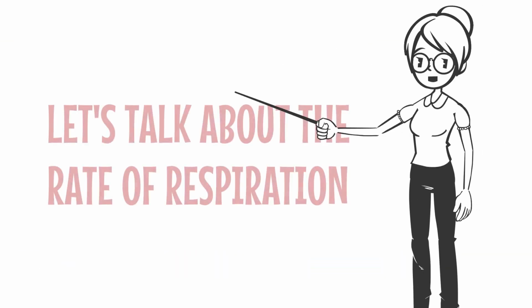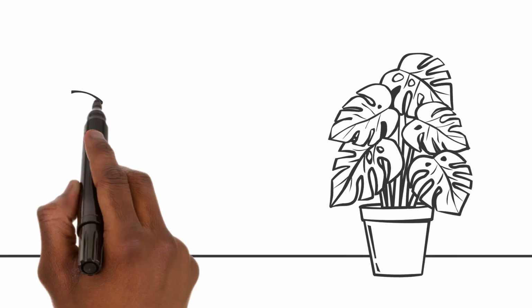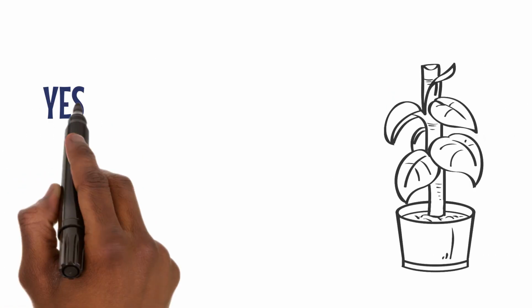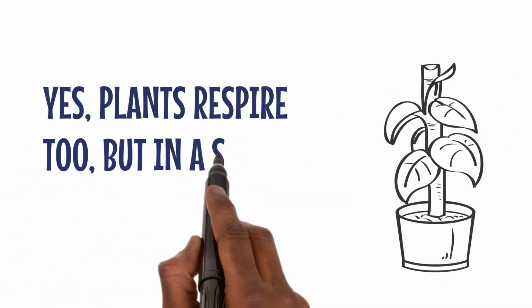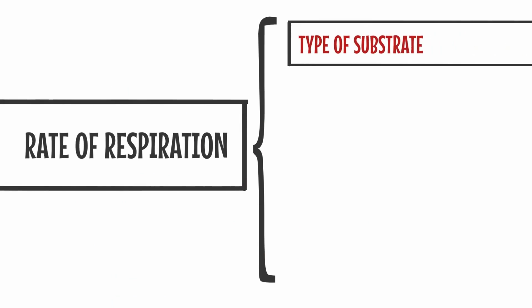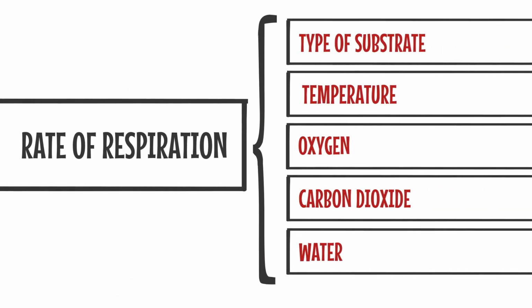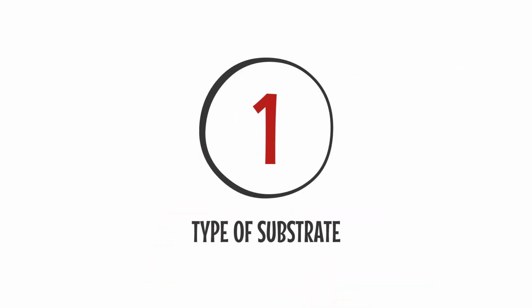First, let's talk about the rate of respiration and the factors that affect it. Now, imagine a plant breathing just like we do. Yes, plants respire too, but in a slightly different way. The rate of respiration, or how fast a plant breathes, can be influenced by various factors. Let's check them out. The first factor is type of substrate.